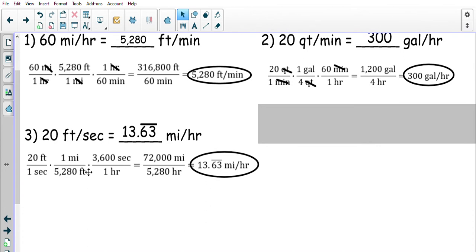How do I get that? Well, I take 60 times 60. There's 60 seconds in a minute, 60 minutes in an hour. So 3,600 seconds in 1 hour. Seconds goes on the top here. So again, when I cross off my units of measure, not the numbers, just the units, I end up being left with miles per hour, which is exactly what I want. 20 times 3,600 is 72,000 miles on the top, 5,280 hours on the bottom. Divide, you do get a repeating decimal, 13.63 repeating miles per hour. If your calculator gives you a 4 at the end, it's just rounding that last 3 up, but there's not truly a 4 there.